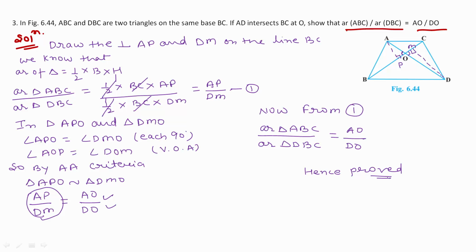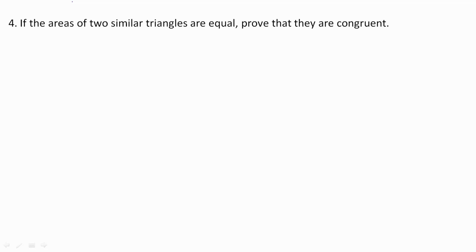Now see the next question, number 4. In question number 4, if the areas of two similar triangles are equal, prove that they are congruent. Means if the areas of two similar triangles are equal, then we have to prove that both triangles are congruent.